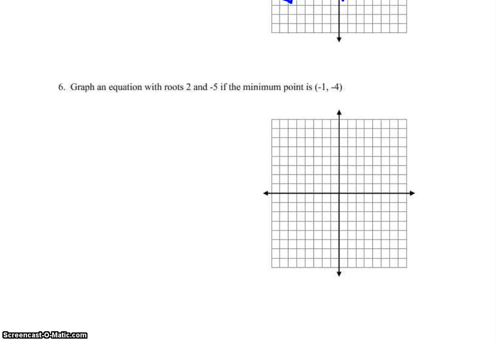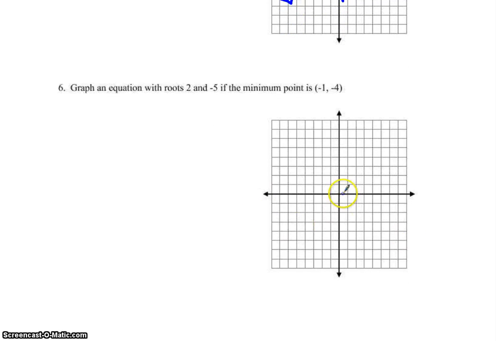Looking at number 6, your roots are 2 and -5, so we go over to 2 and we make a point. And we go to -5 and make a point. So 1, 2, 3, 4, 5 to the right. Your minimum point is -1, -4. So left 1, 1, 2, 3, 4 down. This is a minimum.